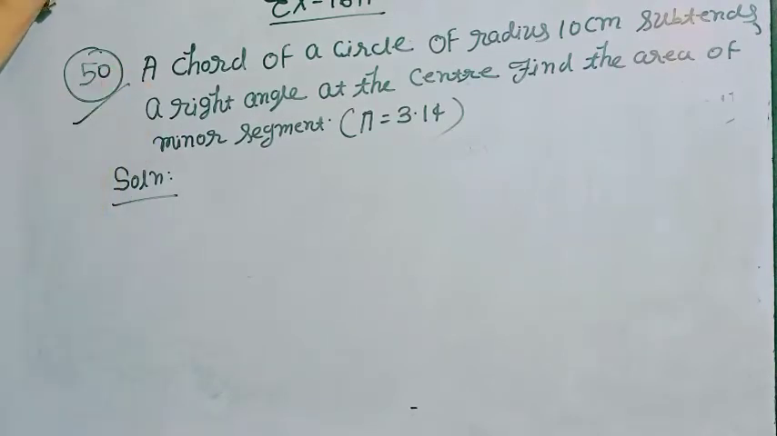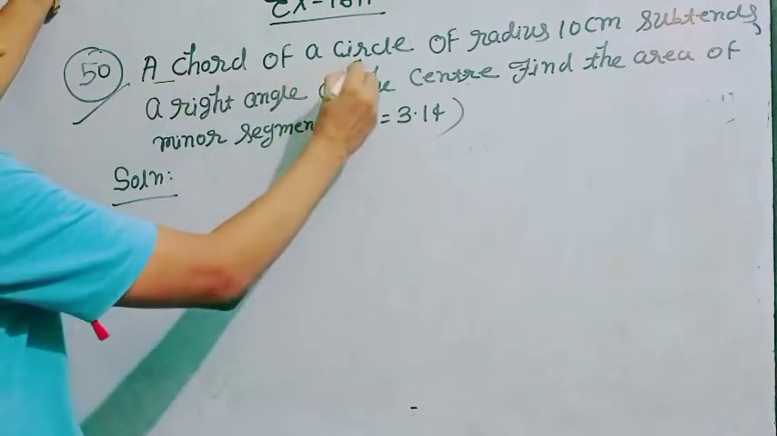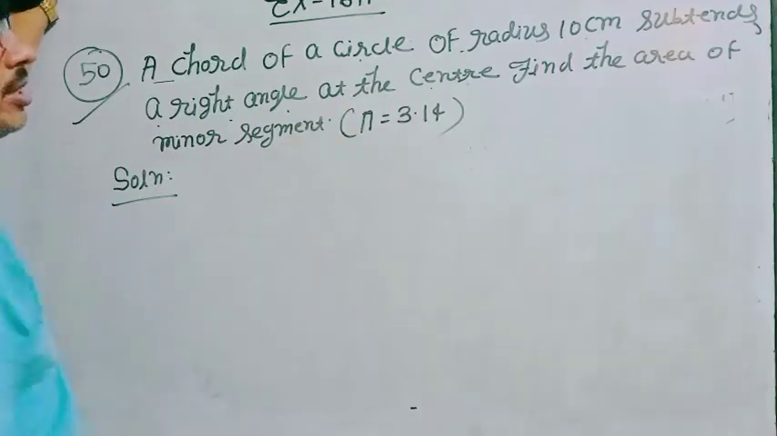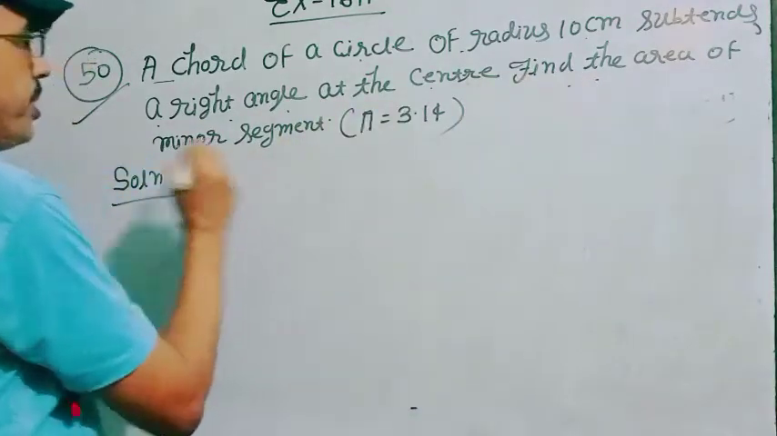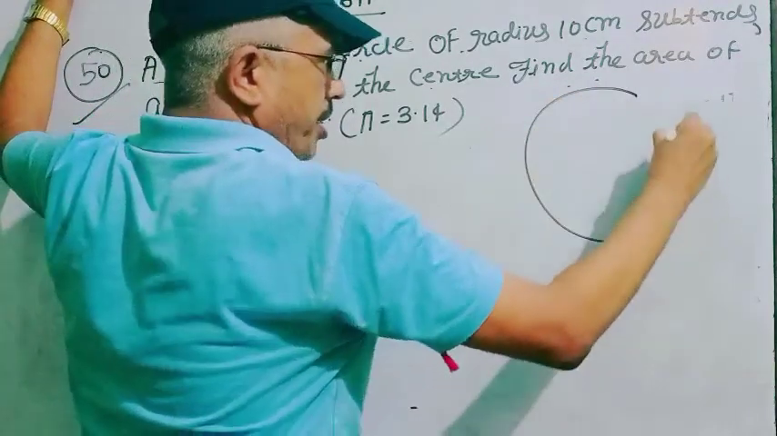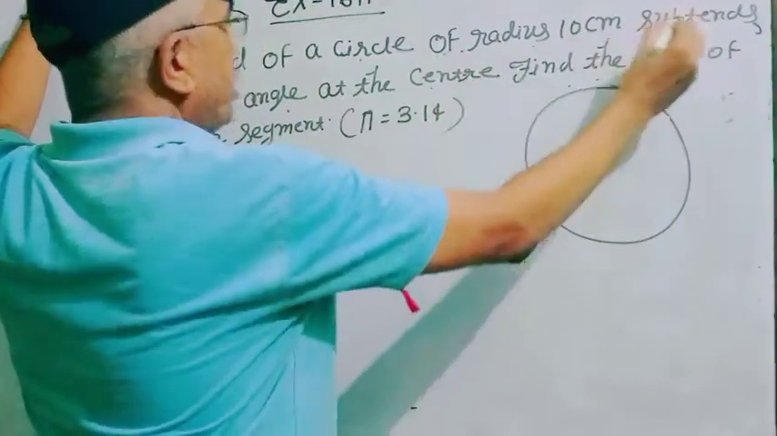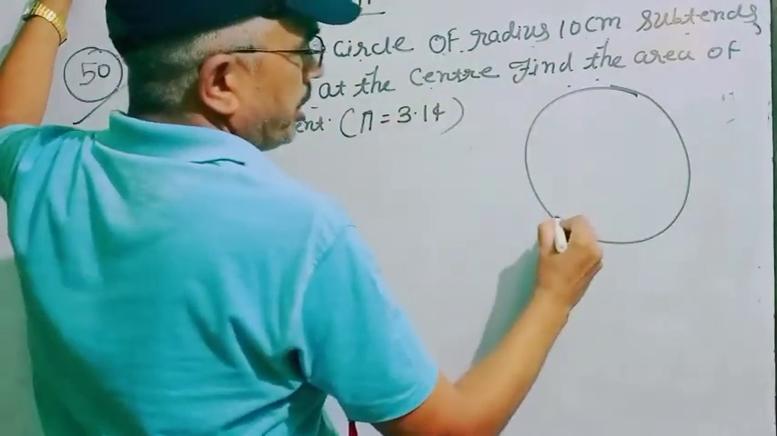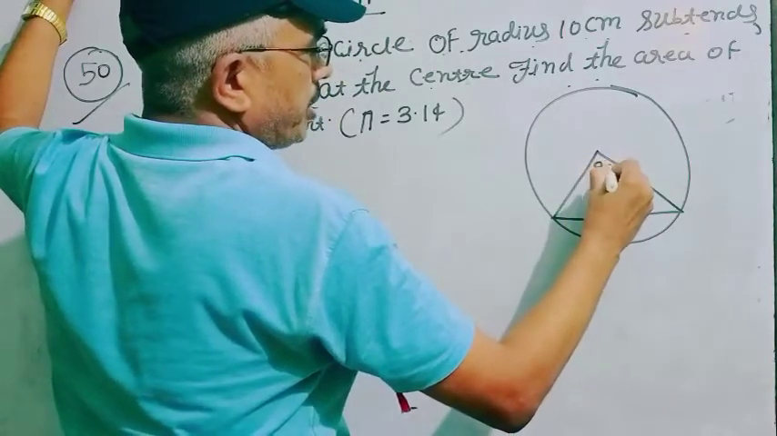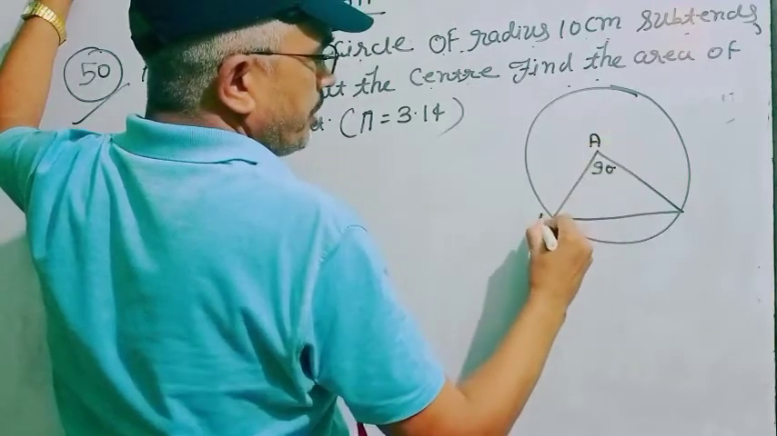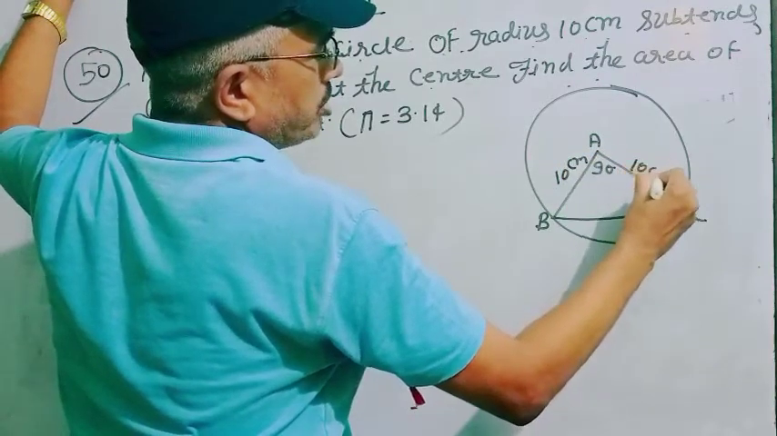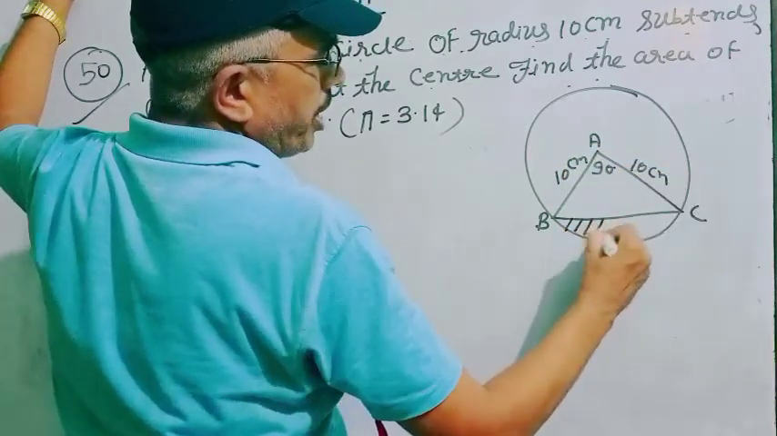Next, question number 50: a chord of a circle of radius 10 cm subtends a right angle at the center. Find the area of the minor segment. Dear student, it is a circle of radius 10 cm, and the chord subtends 90 degrees at the center. Its name is ABC and its radius is 10 cm. So here is 10 and there is also 10, and your question is the area of this segment, that is the minor segment.